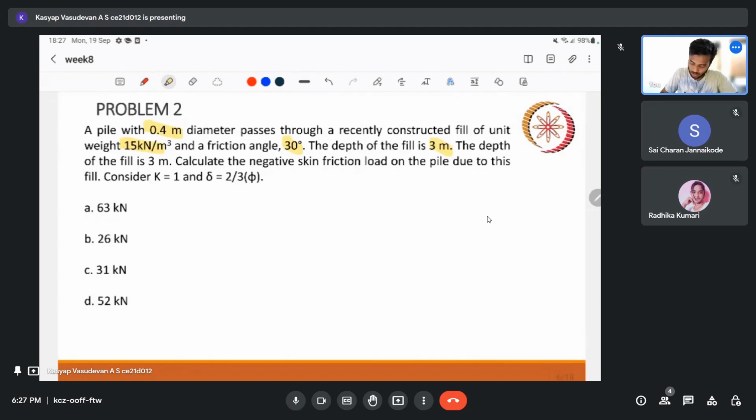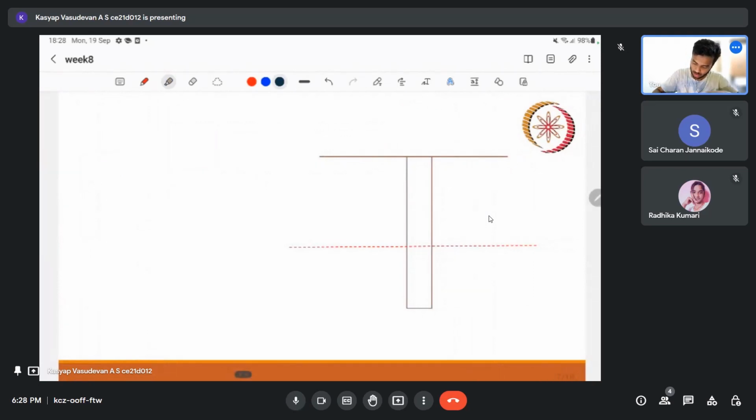Calculate the, okay, this is a printing mistake. Calculate the negative skin friction. We are supposed to find the negative skin friction. Due to this we know K and delta. So this is a cohesionless soil. Since it is a very recent fill, we are expecting a settlement. So that will contribute to a negative skin friction load. So it's a very straightforward question.